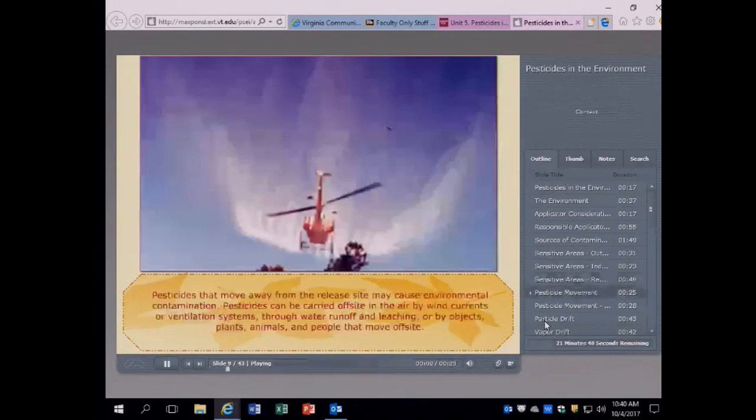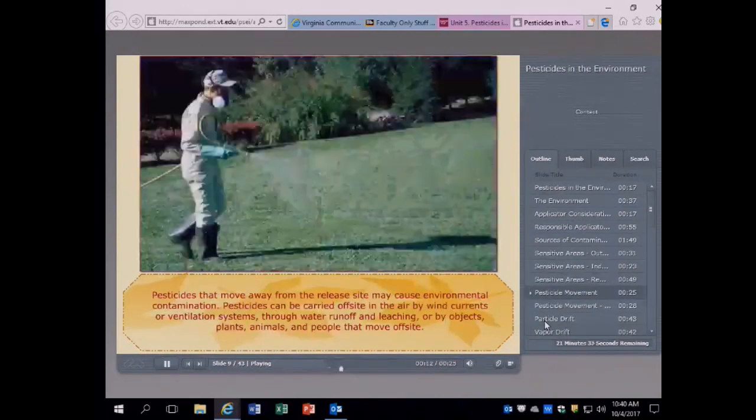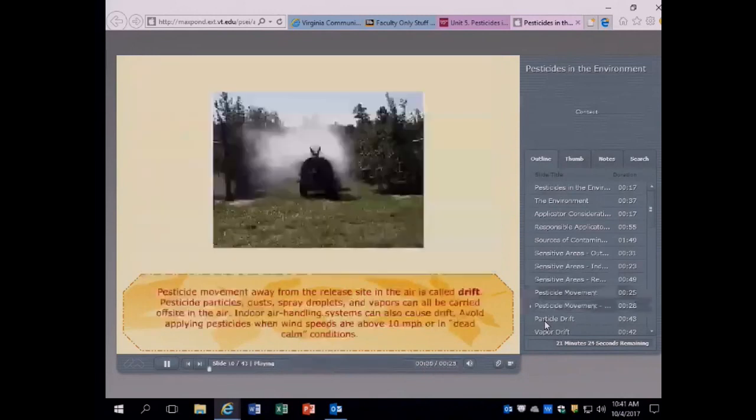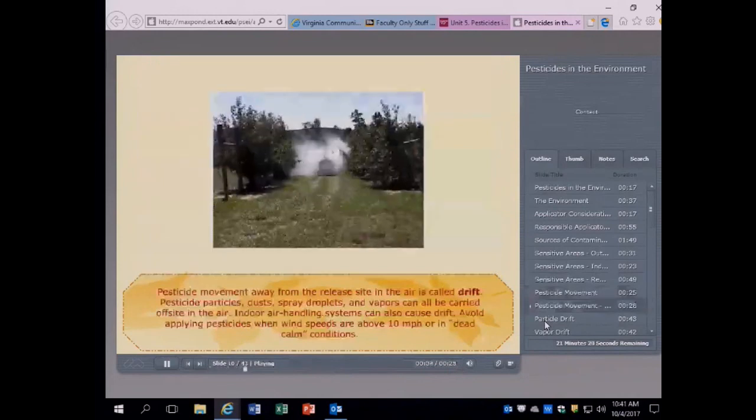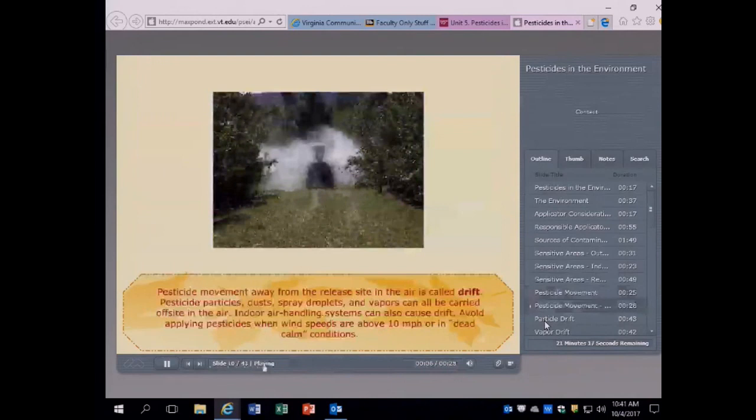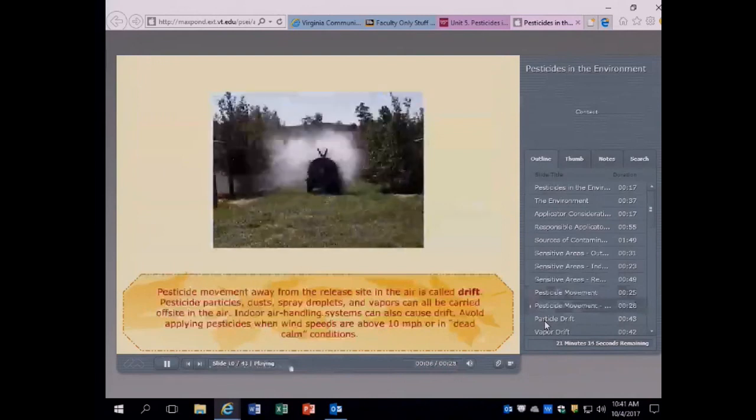Pesticides that move away from the release site may cause environmental contamination. Pesticides move away from the release site both indoors and outdoors and may cause harm in both environments. Pesticides move in several ways, including in air through wind or through air currents generated by ventilation systems, in water through runoff or leaching, and on or in objects, plants, or animals, including humans that move or are moved off-site. Pesticide movement away from the release site in the air is usually called drift. Pesticide particles, dust, spray droplets, and vapors all may be carried off-site in the air.